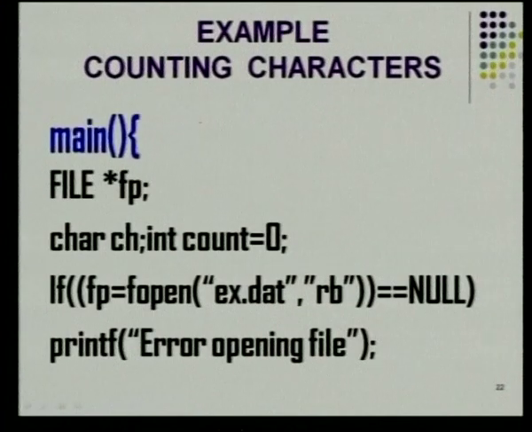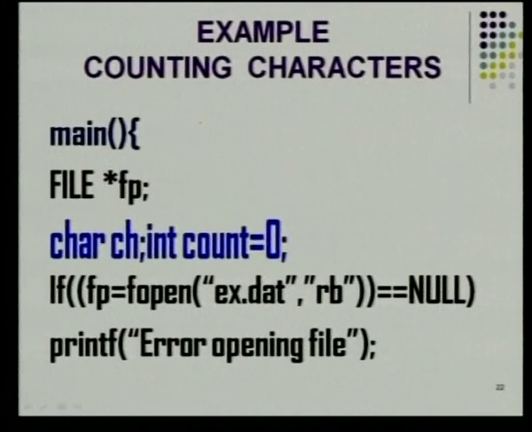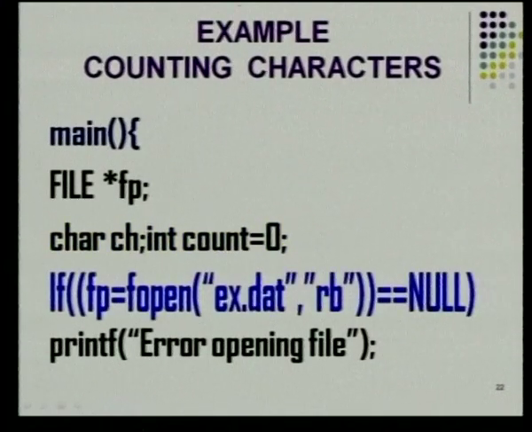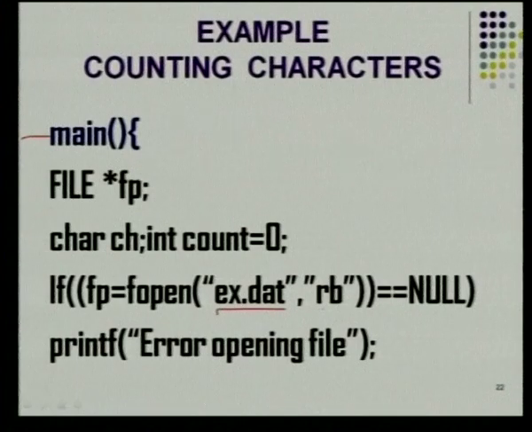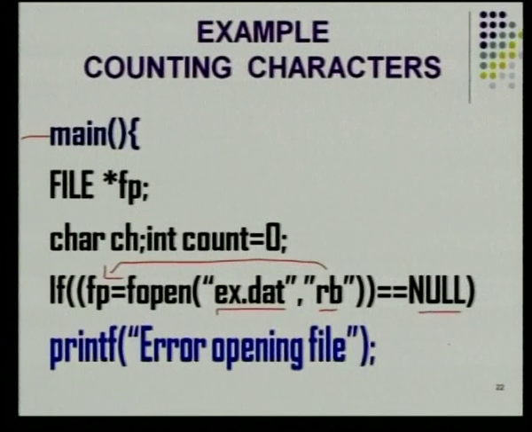Next, this is an example for counting the characters in a file. Again you have a main function, and you have the file pointer fp. Here you have two variables, one is a character ch, the other one is an integer count. So here you are going to count the number of characters in a file. An important point to be noted is that you are going to open this file in the binary mode. Having the fp pointer, using the fopen function you are opening the file named ex.dat in the RB mode, which indicates the binary mode. This points to the file pointer fp, and you check whether it is equal to NULL. If it is equal to NULL, then you obviously have to print that you cannot open the file.